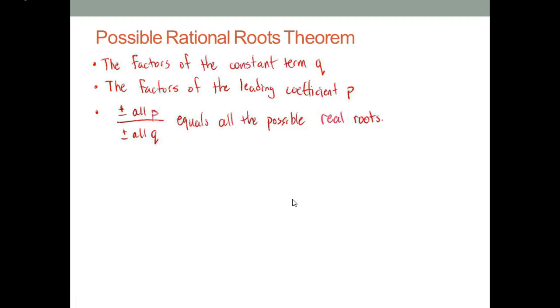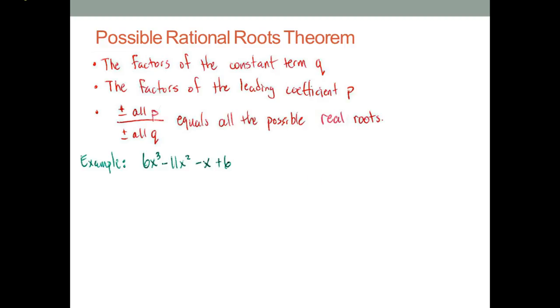The possible rational roots theorem says that the factors of the constant term q and the factors of the leading coefficient p form a fraction, p over q, which equals all of the possible real roots of any polynomial function. So let's see what the heck that looks like.